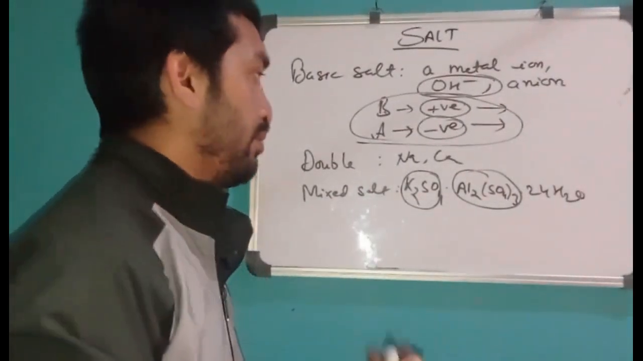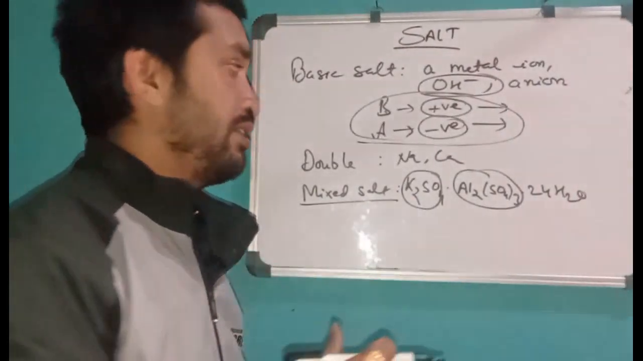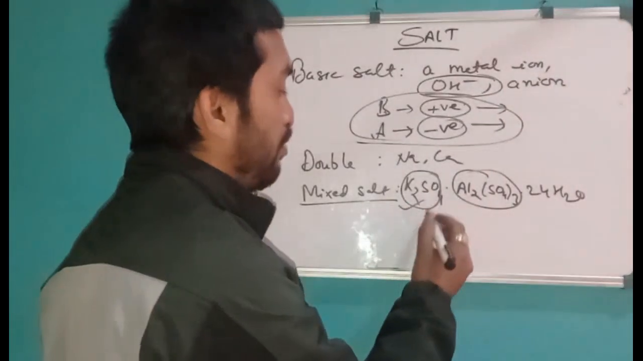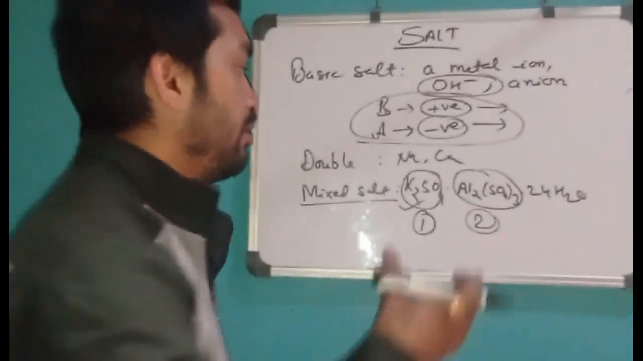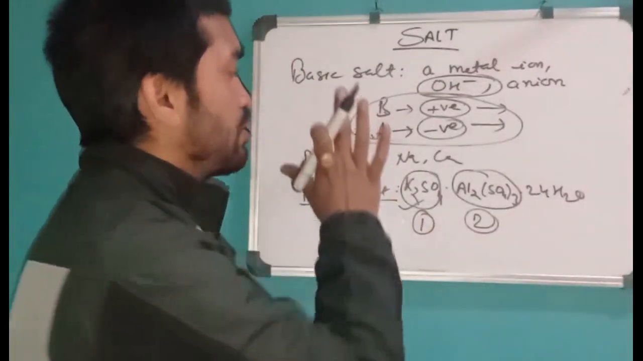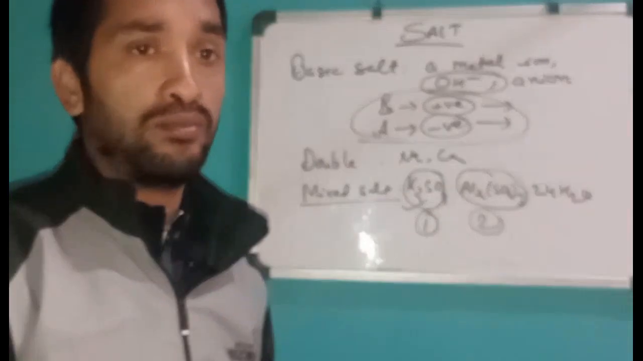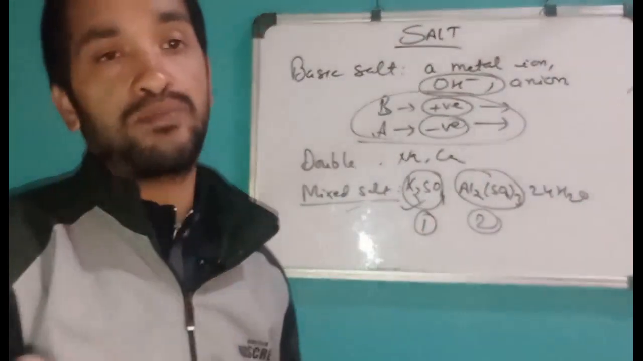More ions will be there. Double ions will be there. But mixed salt means different salts are there, but they are combined. Like salt number 1, salt number 2 mixed together. So that is the meaning of mixed salts. I hope it is clear. It's very easy. So what are basic salt? Double salt, I told you, more than one, that is double ions, two ions. Mixed salt means mixture of two types of salt.